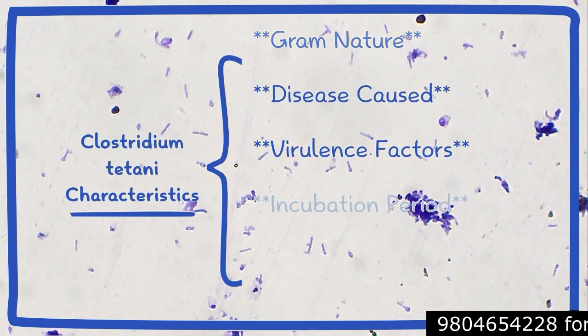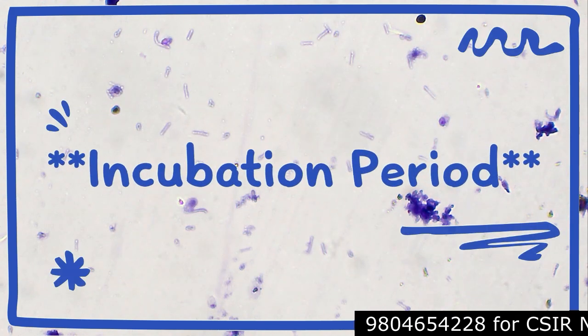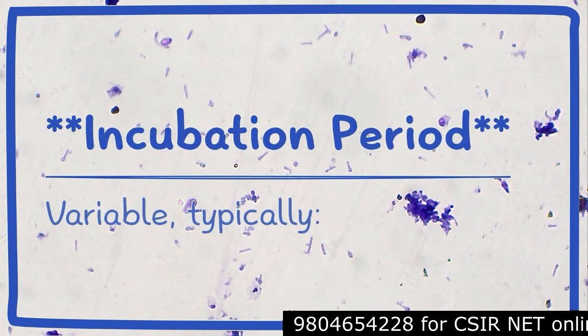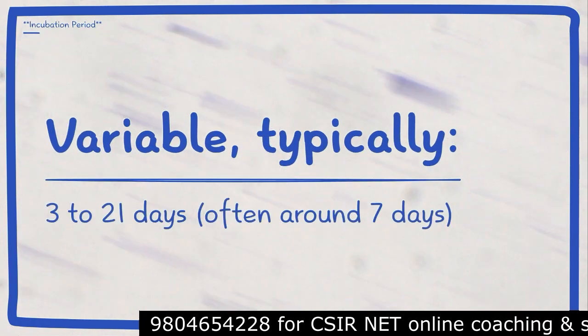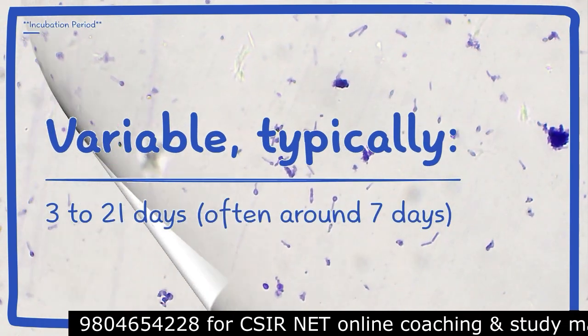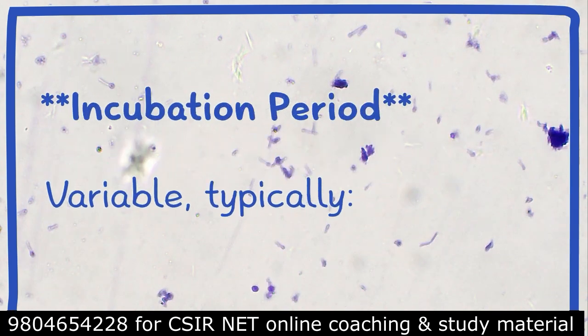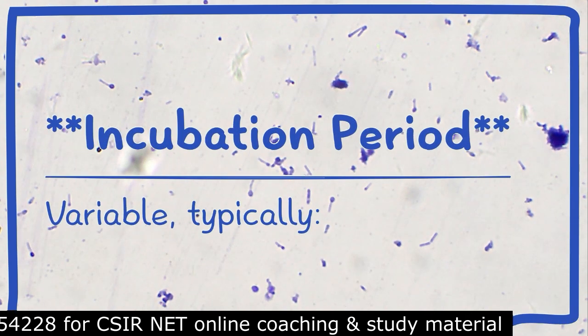And the next property is the incubation period. How long does it take to cause the disease? Variable, typically ranging from 3 days to 21 days. Often around 7 days, at 37 degrees Celsius temperature.